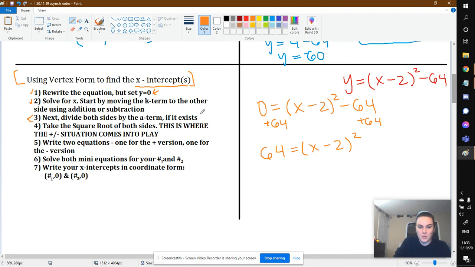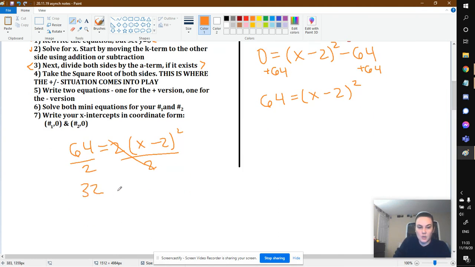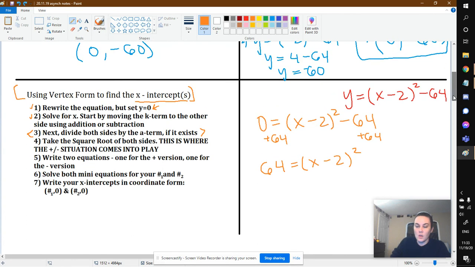Number 3 is an optional step. Because we don't have an A, we don't have to do this. But just as a fun fact, if it looks like this, where we did have a 2 out front, we would divide both sides by 2 before moving on. We'd make this 32 equals this squared. Right now, none of the questions in your homework have an A, but it is nice to know. But that's what would happen here.